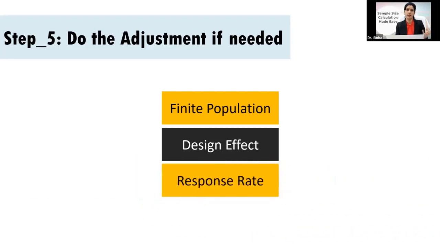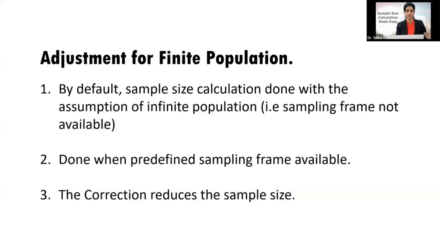The third type of adjustment can be based on your response rate: how much response rate you anticipate, or how much loss to follow-up you anticipate. The loss to follow-up concept is generally there in cohort studies, but response rate is applicable for all types of studies. So depending on the response rate, you adjust your sample size. Adjustment is done with respect to three components: the finite population, the design effect, and the response rate.